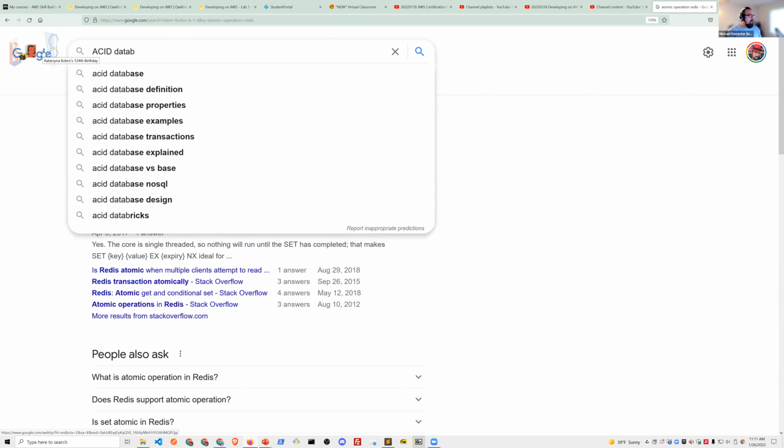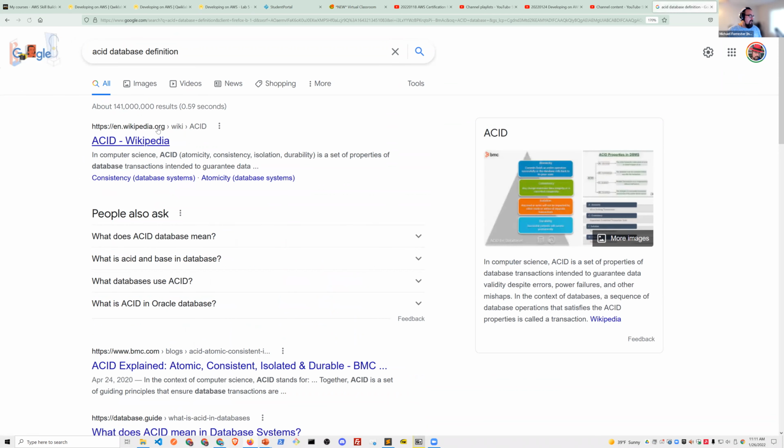ACID usually refers to atomicity, consistency, isolation and durability. So that's just a database concept.